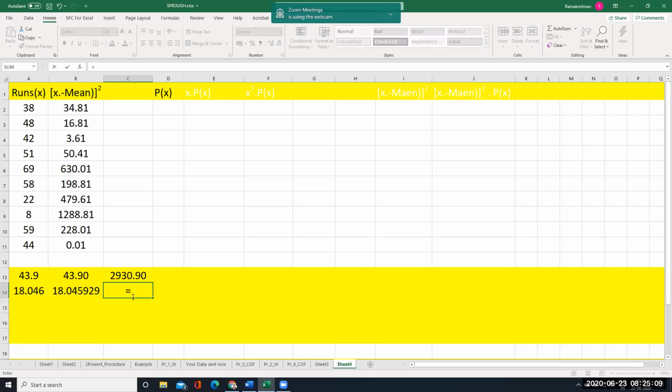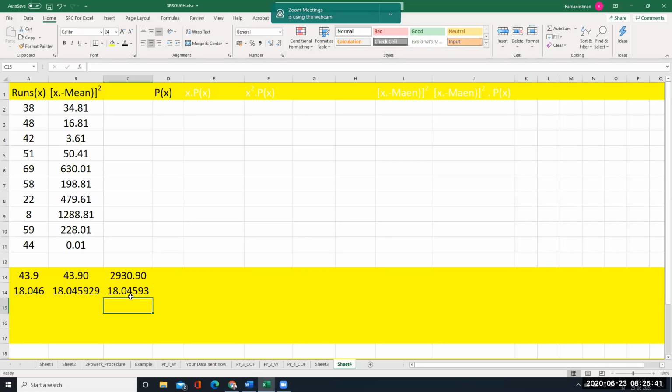Equal to this divided by 9, to the power of 0.5, the square root. I have not put a bracket here, so I'll put a bracket here. I get the value 18.056, the same value. So you can get it by different methods: just put a cell formula, or find out X minus mean whole squared, sum it up, divide by n minus 1, and take the square root.